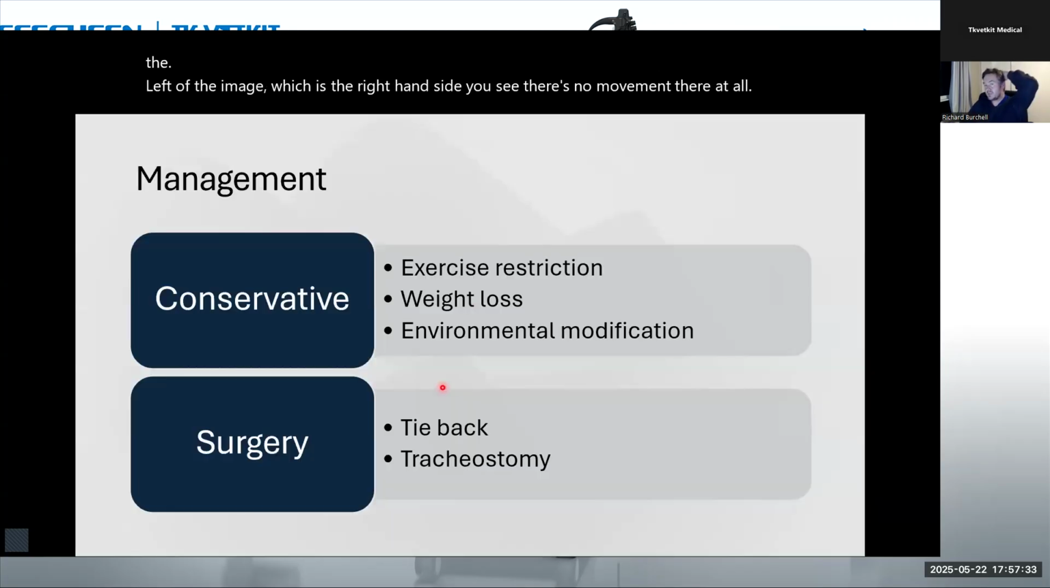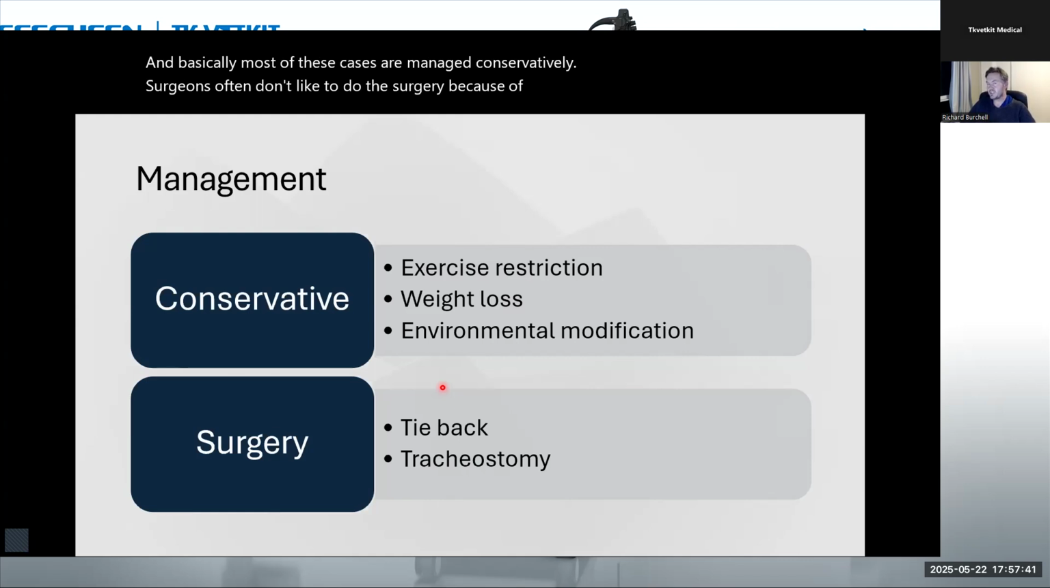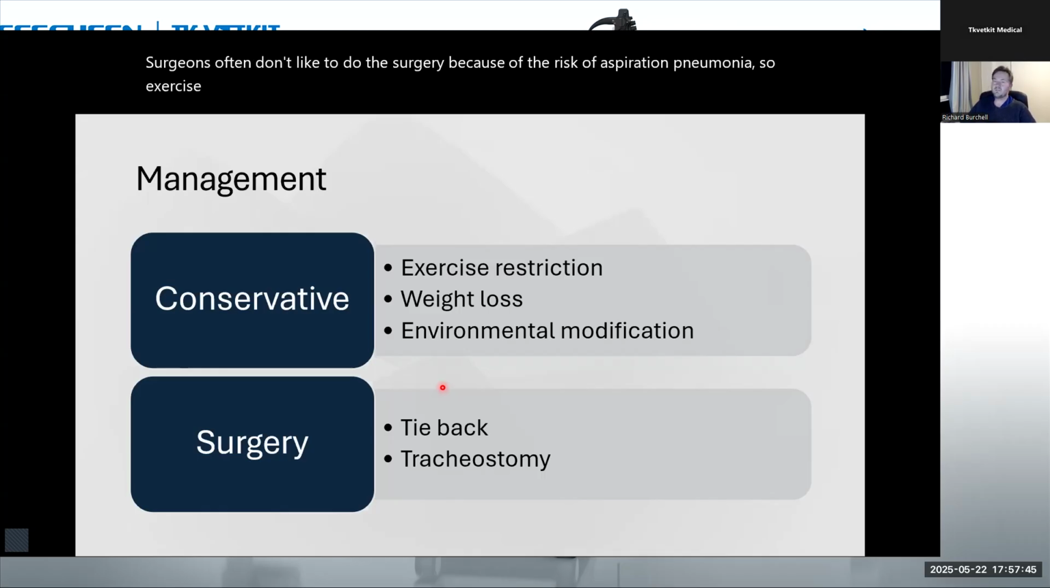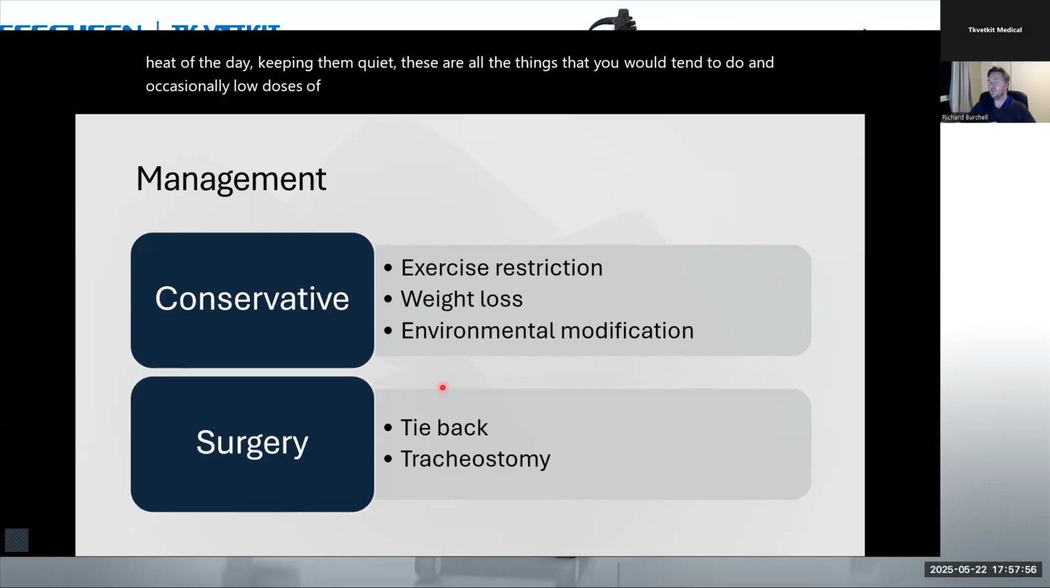Basically, most of these cases are managed conservatively. Surgeons often don't like to do the surgery because of the risk of aspiration pneumonia. So exercise restriction, weight loss, environmental modification, not using collars, avoiding the heat of the day, and keeping them quiet are all things that you would tend to do. Occasionally low doses of corticosteroids can help too. From a surgical perspective, tiebacks are an option, and also permanent tracheostomies.